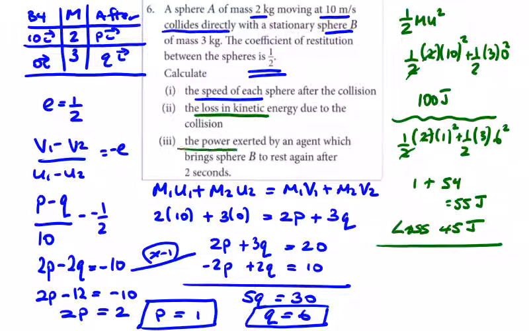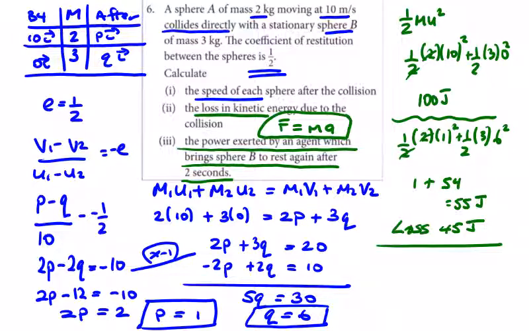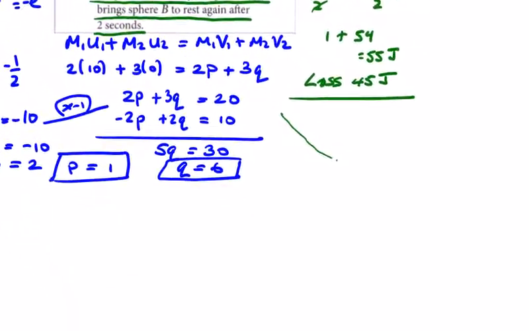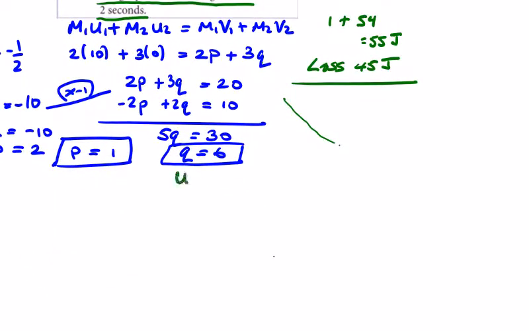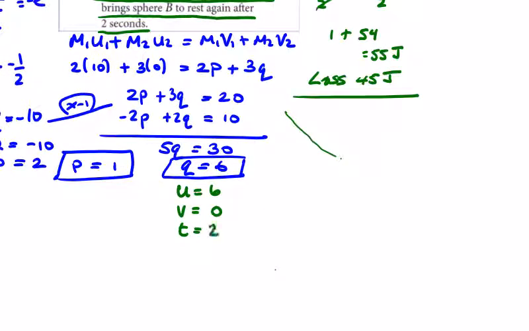And then the power exerted by an agent which brings B to rest again after 2 seconds. So we're looking for force here. What force is at play here? Force is equal to ma. So we're going to need to build up to this a little bit, I think. So for B, what do we have? We have a speed of 6, this q. So speed is 6. It's coming to rest in a certain amount of time. What do we say? 2 seconds, you can see it there.